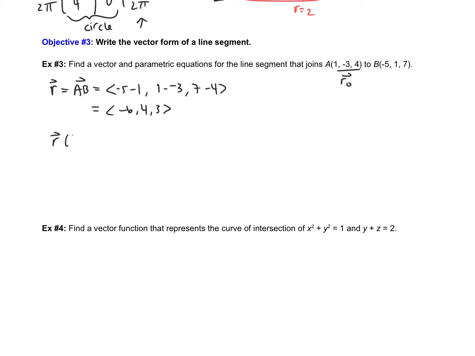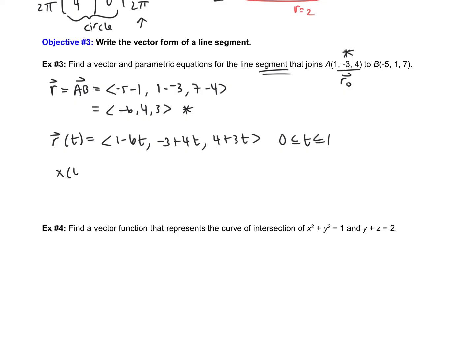So my vector representation then, if I use this vector of direction and my starting point, is going to be 1 subtract 6t, -3 add 4t, and then 4 add 3t. So that is my vector representation. Now, that's the entire line, though. We just want the segment, so we're going to restrict t from 0 to 1. And if you plug in 0 and then substitute in 1, you're going to start at A and end at B. So that's our vector representation.